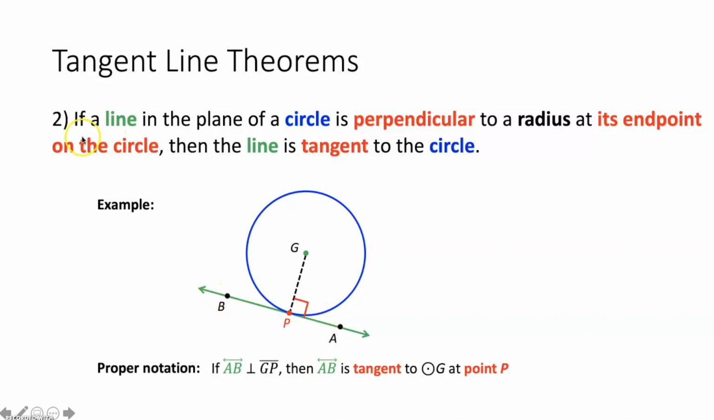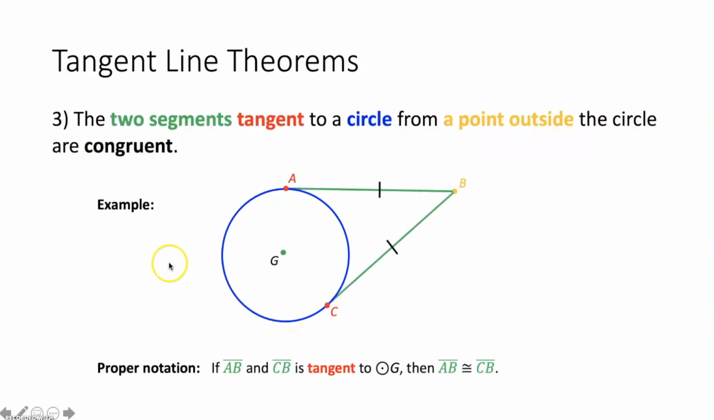Looking at our example, this says if a line AB or BA, in the plane of a circle, circle G, is perpendicular to a radius at its endpoint on the circle. So if line AB is perpendicular to this radius right here, segment GP, which we see that it is, at point P, then we know that this line AB would be tangent to circle G. So because this line is perpendicular to this radius at this point P on the circle, then we know that line AB must be tangent to circle G at point P.